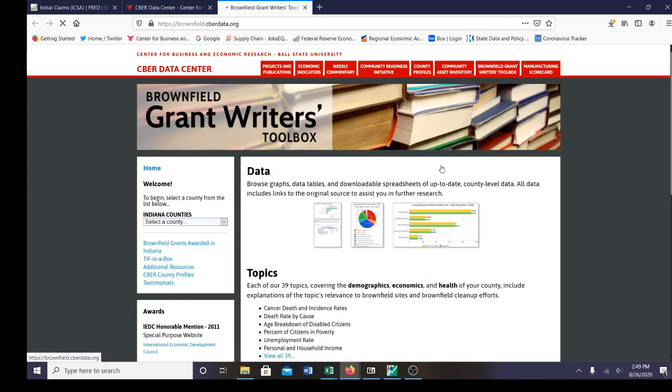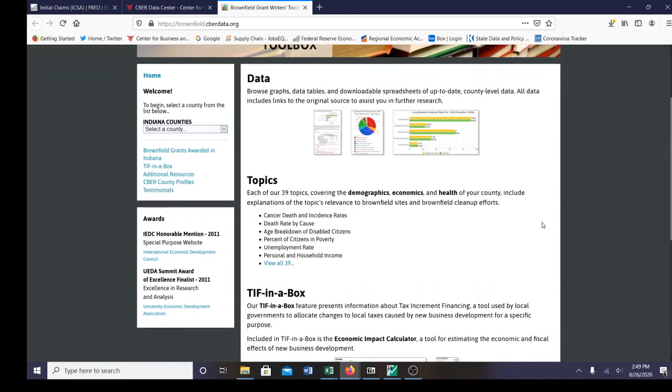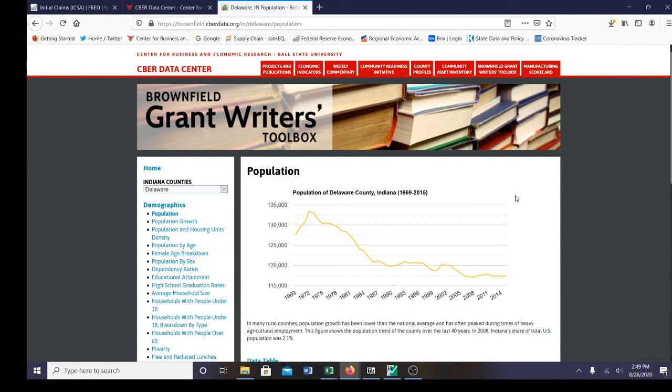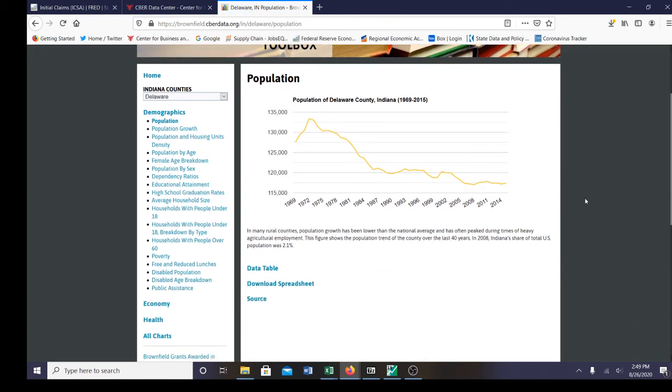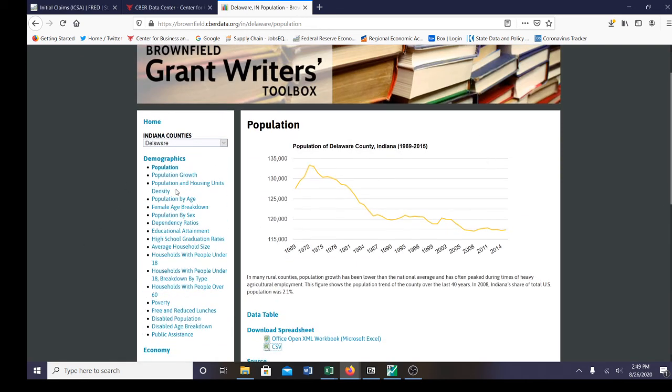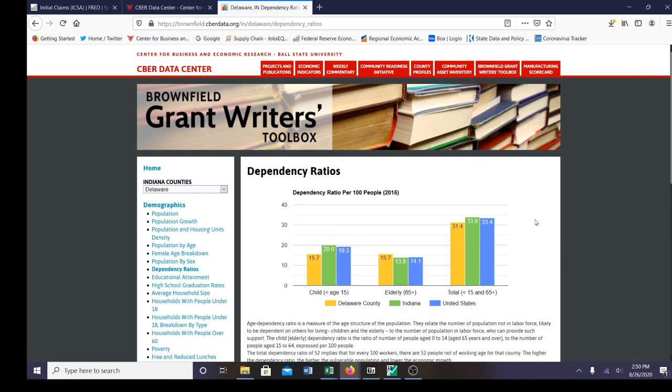You have to sign in to use some of the features on this, but we actually have ways to do analysis. I'll just do Delaware County. Here's the data that's available, and you can download that spreadsheet very easily as a CSV. This is population data. And then we have more curated data. Dependency ratios are the number of non-working folks relative to those that are working. This gives you a sense of how many older and younger people there are.